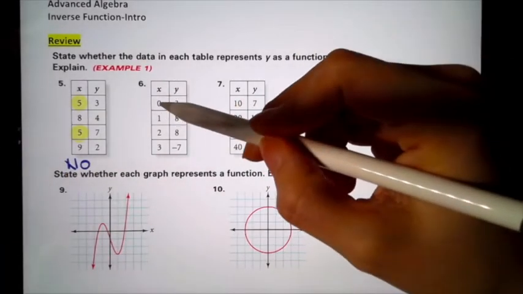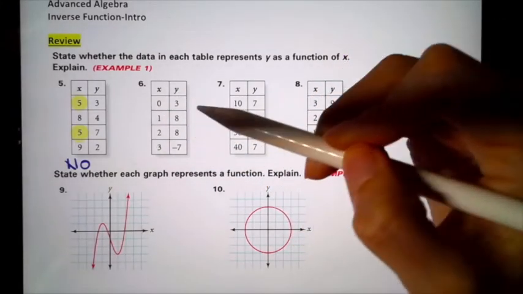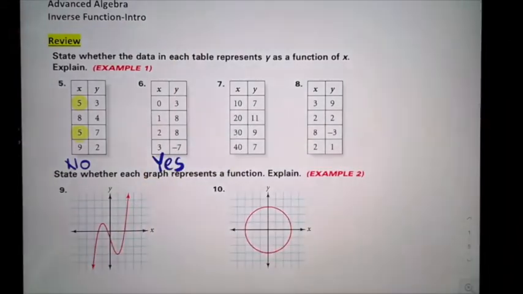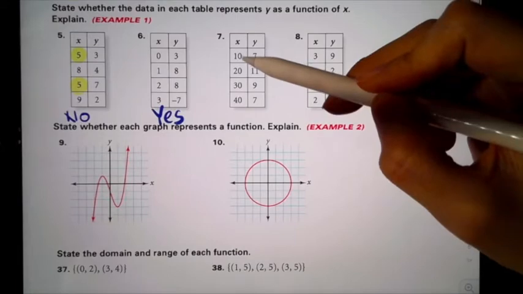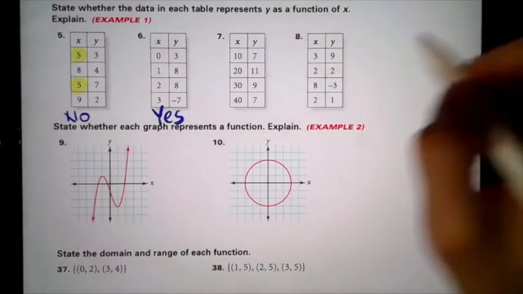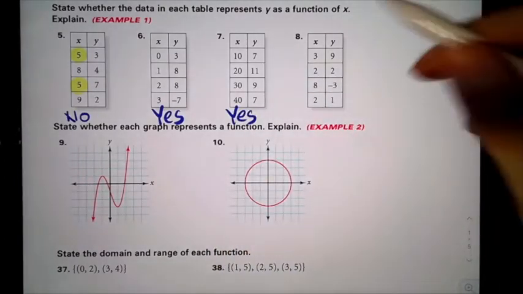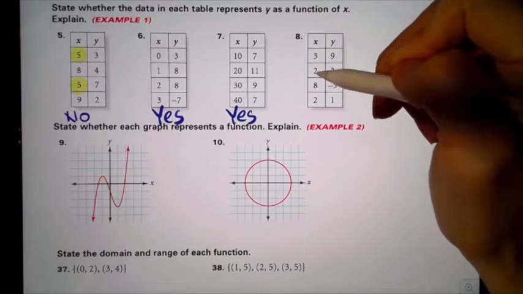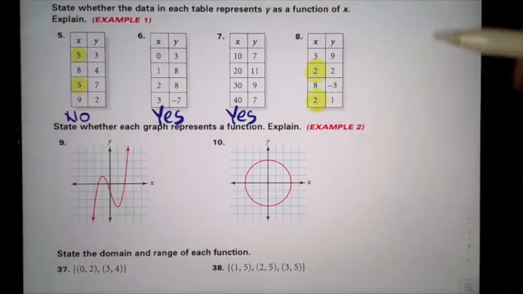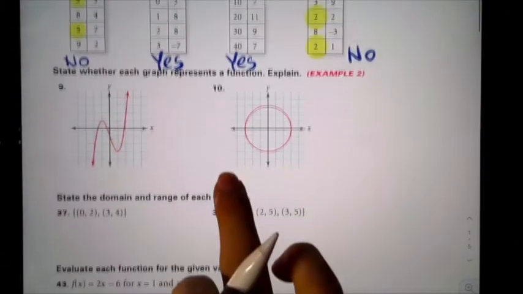And what about number 6? Is your x value all repeating or not? None of them repeats. You have same y value, but that doesn't matter. So this is yes. What about number 7? 10, 20, 30, 40. It's not repeating. You have same y value, doesn't matter, right? So this is yes. And what about 8? 3, 2, 8, 2. You have 2 same value, 2 and 2, right? So that's nope.